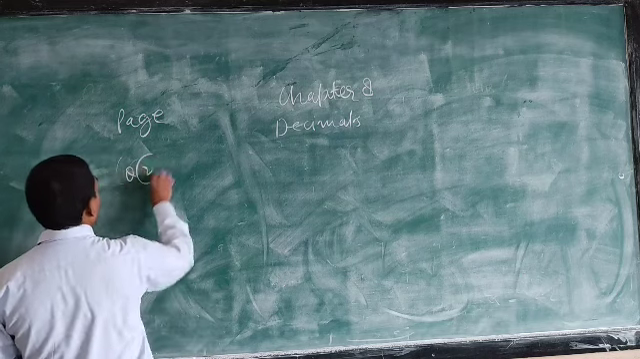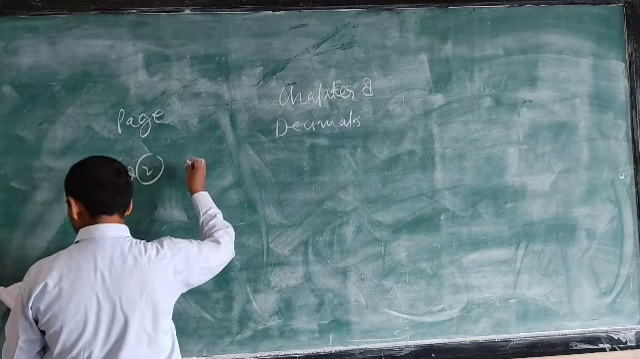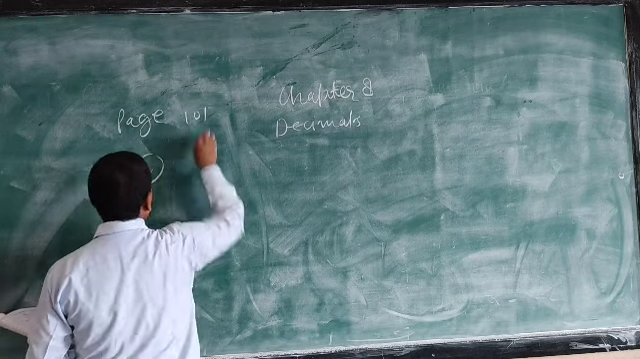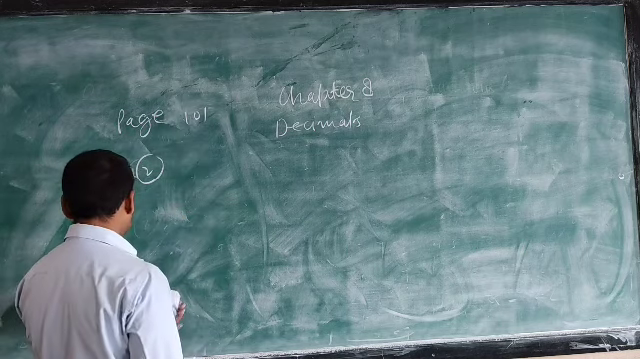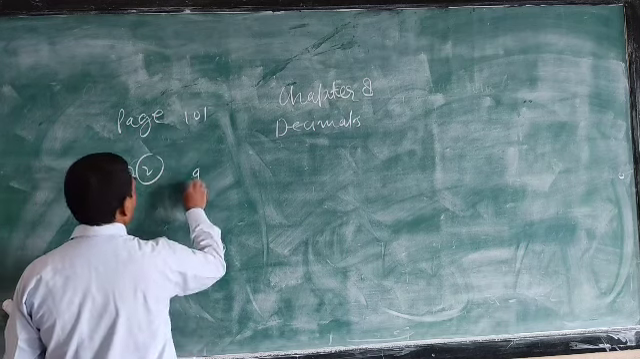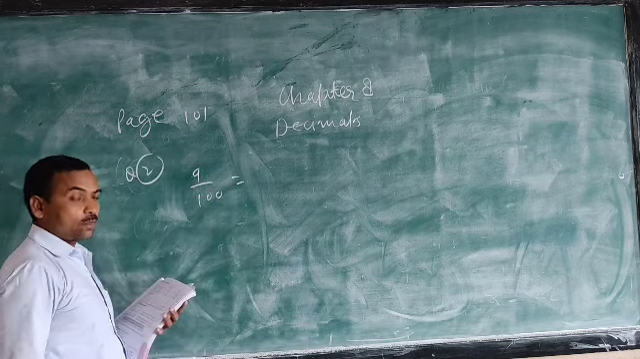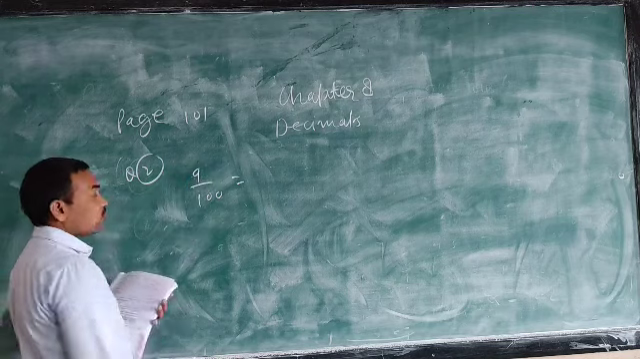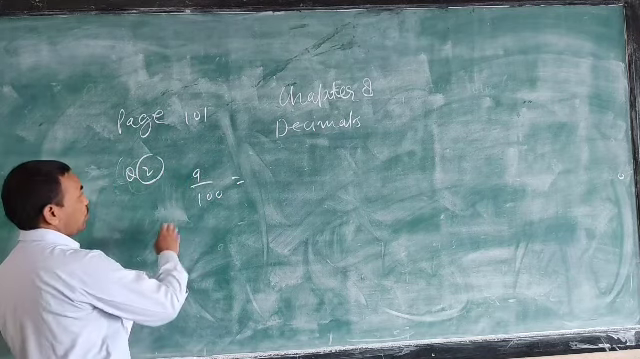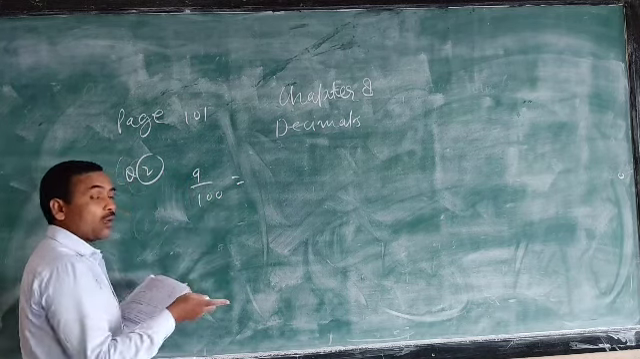Question number 2, on page number 101. Write these fractions as a decimal. First three very simple, 9 by 100. So this is 9 hundredths place. This is 9 hundredths. So this can be written as in decimal part.